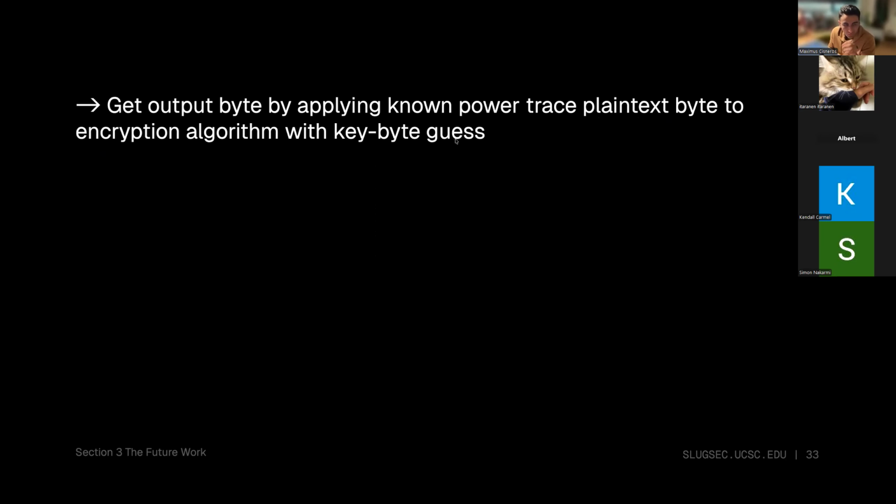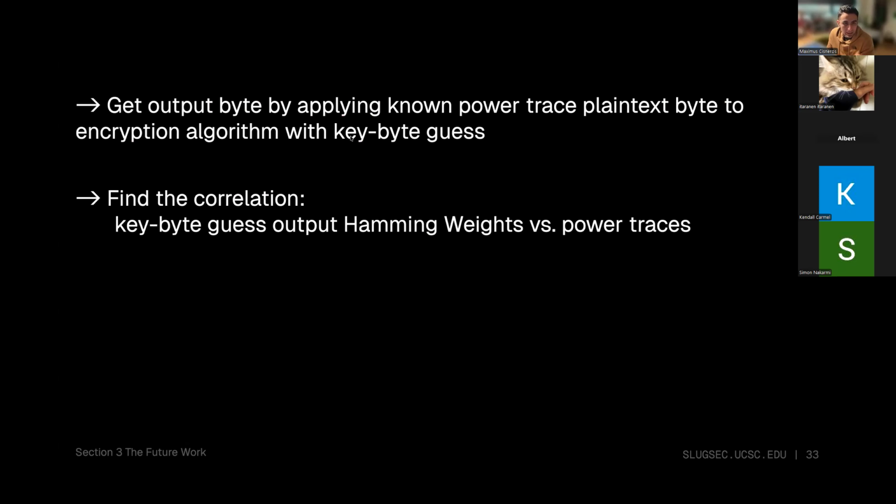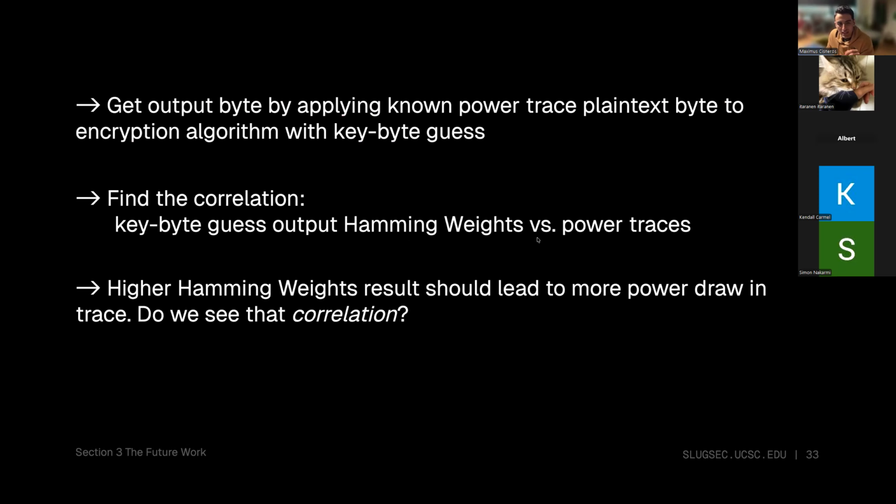So what we do here is we get the output byte by applying a known power trace plaintext byte to an encryption algorithm with a key byte guess. Basically the same gist of what we did with DPA. Then we find the correlation between the key byte guess output Hamming weight and the power traces associated with those output Hamming weights. So the idea here is that higher Hamming weights should lead to more power draw in the trace. Do you see that correlation?